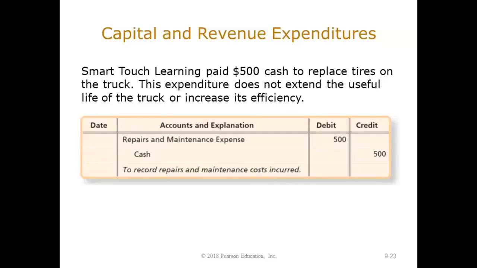Now, in this case here, Smart Touch paid $500 cash to repair or replace tires on the truck. An expenditure like this doesn't extend the useful life of the truck or increase its efficiency. So in this case, that would be a revenue expenditure. So again, I'm going to make the debit to repairs and maintenance expense, and then credit cash for that amount also, for the $500.